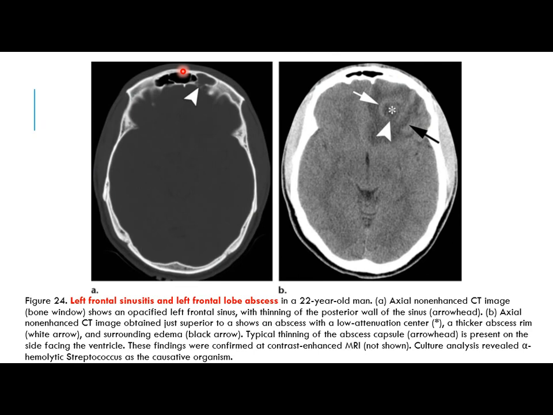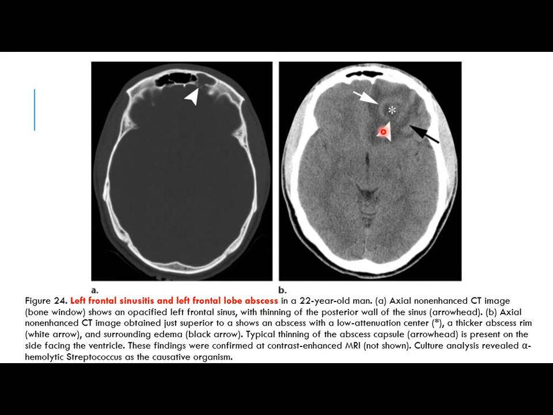This is another case of left frontal sinusitis with a left frontal lobe abscess, in which the image shows opacified left frontal sinus and thinning of the posterior wall of the sinus. And the non-enhanced CT image, just superior to this level, shows an abscess with a low attenuation center. And there is also another abscess, with a thicker abscess rim, and surrounding edema, of course.